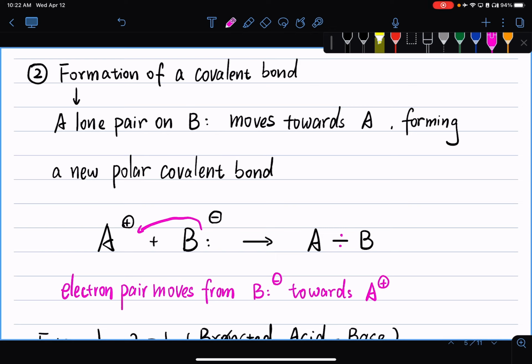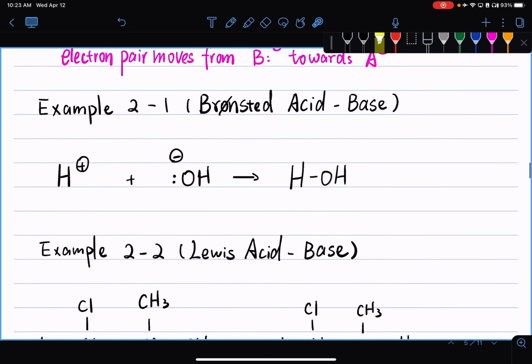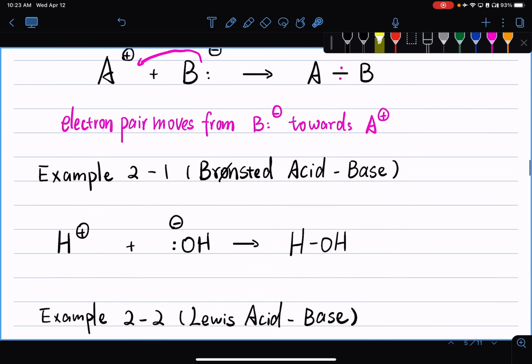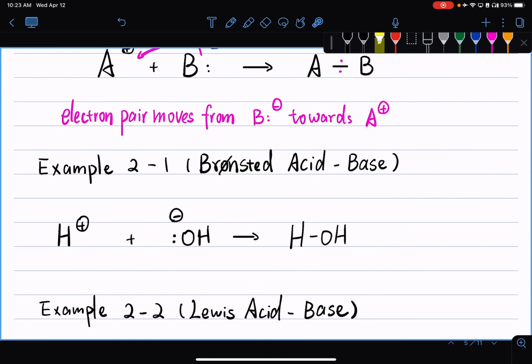All right, so when we're drawing the arrow, you look at your reactant, you think about where your electrons are, and then you draw the arrow accordingly. So, some examples of this formation of covalent bonds. Let's look at some acid-base reactions, which we'll see in more detail in our next lecture. But let's just have a head start in looking at the electron movement in acid-base chemistry. So example 2-1, that's a Bronsted acid-base. We'll go over that on Friday.